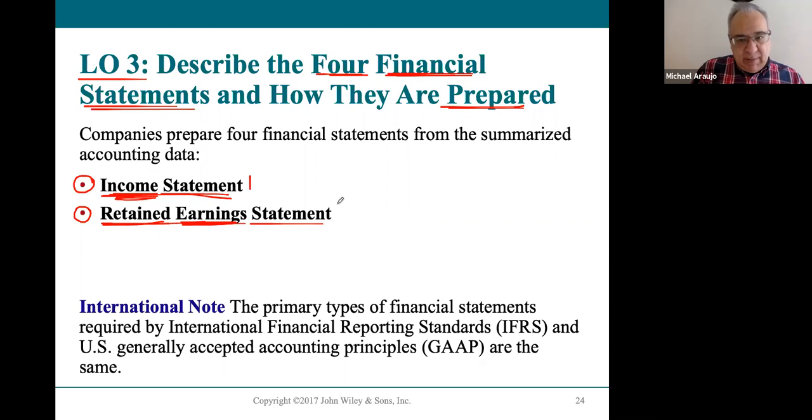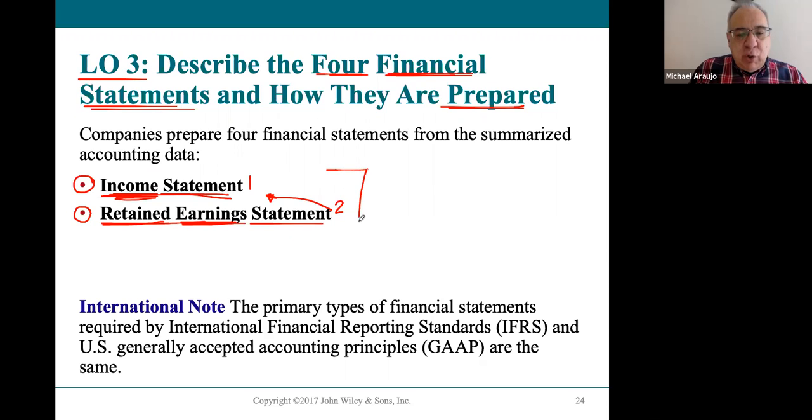Both of these statements, by the way, the income statement's always done first, always, because owners want to know if they have a profit or a loss. And then the retained earnings statement is always done second because it tells the story of that profit or loss from the income statement. So you can't do the retained earnings statement without knowing what the income statement says. So these two are always 1 and 2 in the order of how we do it.